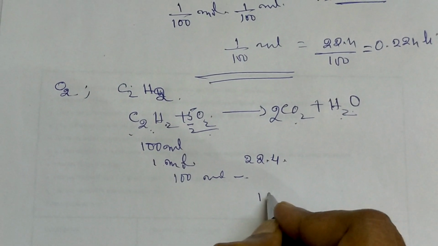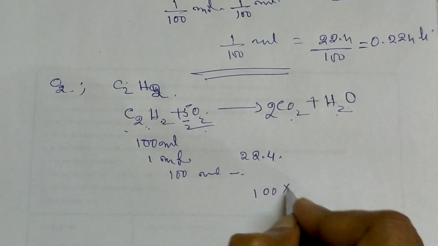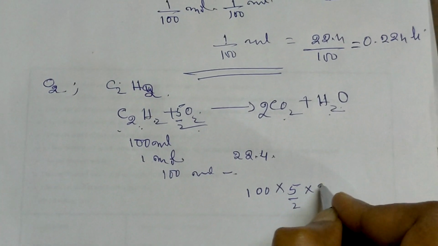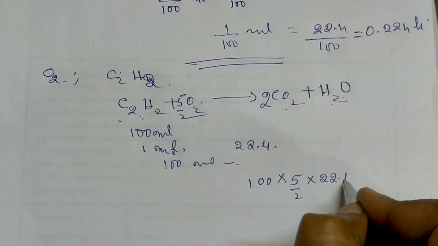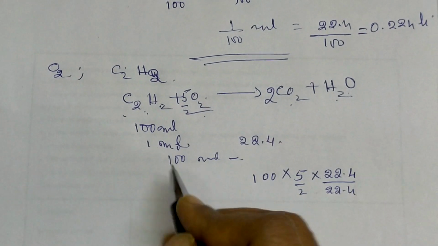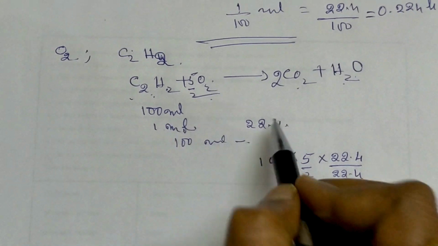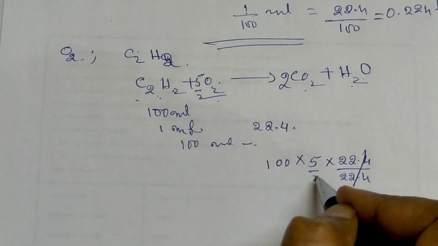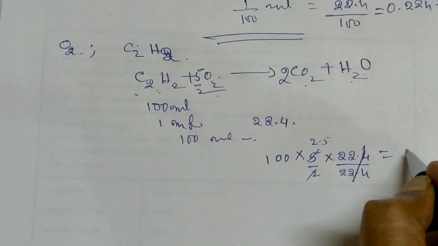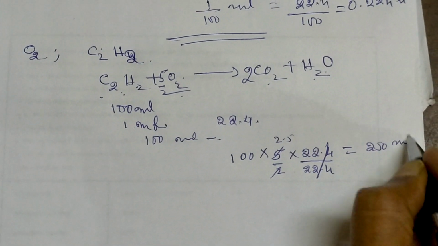100 ml into 5 by 2 moles of oxygen into 1 mole of oxygen equals 22.4 liters by 22.4 liters. Why 22.4? 1 mole equals 1 mole. So it is nothing but 2.5. So 250 ml of oxygen is required.